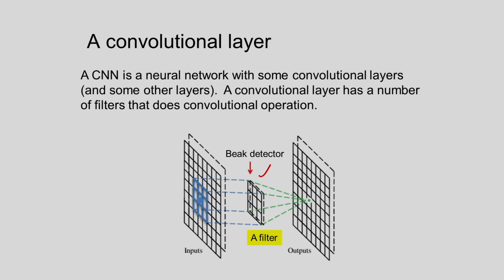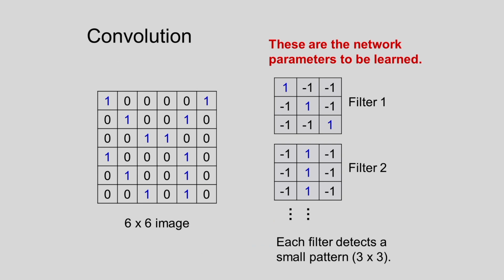So I am considering a filter to detect the beak, and that is nothing but the convolution layer. So we have to do the convolution and I will be getting the feature map. Suppose I am considering a 6 by 6 image, and filter 1, filter 2, filter 3 like this, and each filter can detect a small pattern. The pattern is, suppose, 3 by 3 size, so the filter size is 3 by 3 and the image size is 6 by 6.